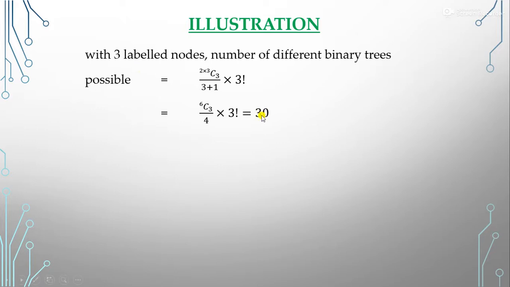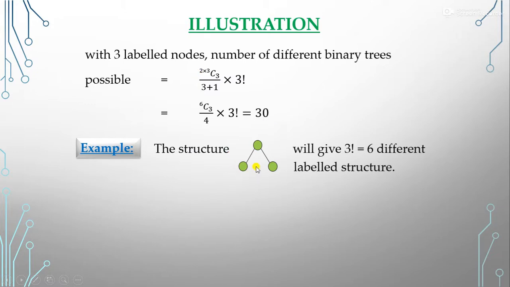So one unlabeled structure gives many labeled trees. If we consider only this one structure out of those 5 unlabeled binary trees, how many binary trees will it give? It will give factorial 3, which means 6 different labeled structures. One unlabeled binary tree can give 6 labeled structures.